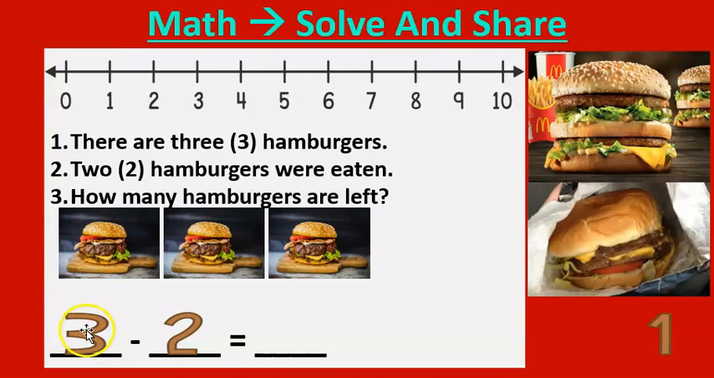So, since 3 is up front, we have to go back how many times? 2. Good job, because 2 hamburgers were eaten. So watch Mr. Begay. Count with me. We're going to find our answer now. We're going to start at 3. 1, 2. So what's our answer, boys and girls?